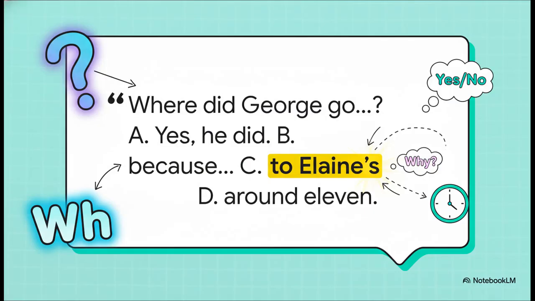Now, take a look at this. This is a fantastic example of a really well-designed question. The person hears, "Where did George go?" The right answer is C, obviously, but the real magic here is in the wrong answers, the distractors. Each one is there for a reason. Option A checks if the student is confused about yes-no questions. B checks if they think the question was why, and D checks for when. This is brilliant because it means the wrong answers tell you just as much as the right one.